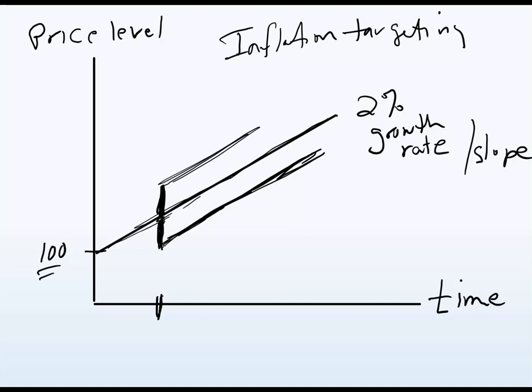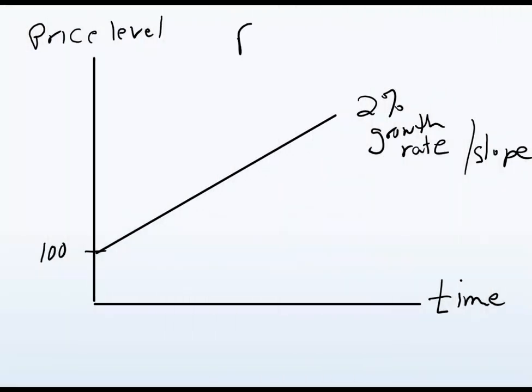Now let's compare this to price level targeting. So here we'll have price level targeting. And we have the same setup as before. We start off with a price level of 100, 2% growth rate or a slope in the price level. Now let's assume at a point in time, the price level drops off, right? Then we have negative inflation, just like in the previous graph. We have negative inflation, the price level drops off a bit.